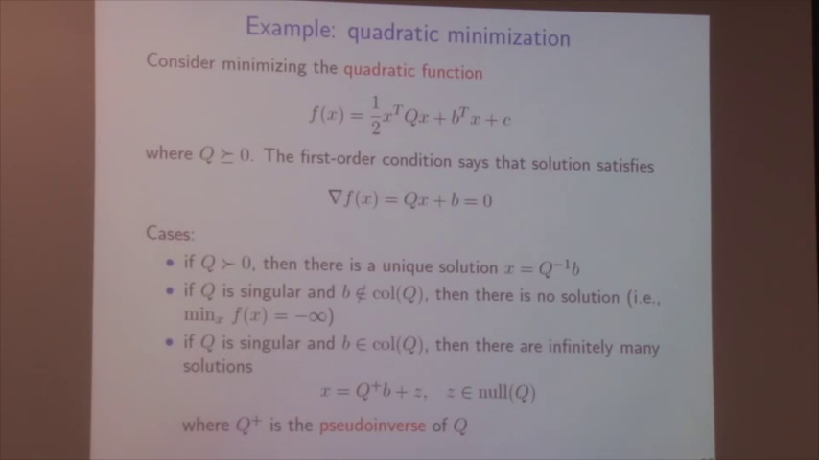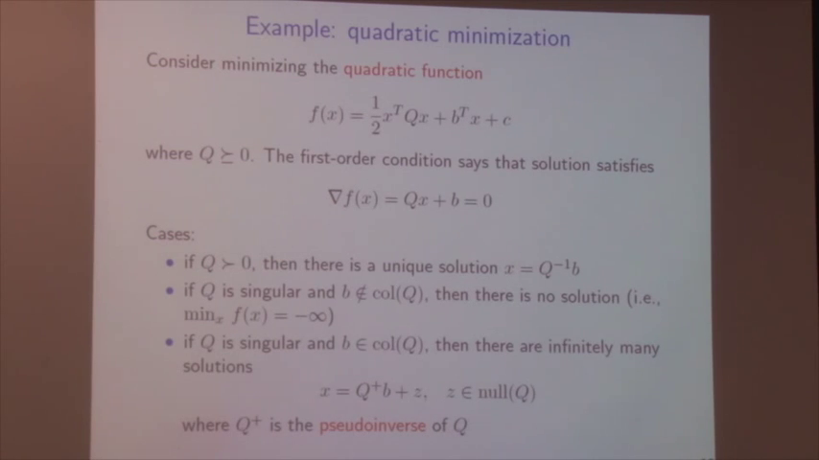Okay, so we have this quadratic function, and we already talked about the properties that it has. Here Q is positive semi-definite. So if I take the gradient of this, I get Qx plus b. If that's news to you, please review your multivariate calculus.